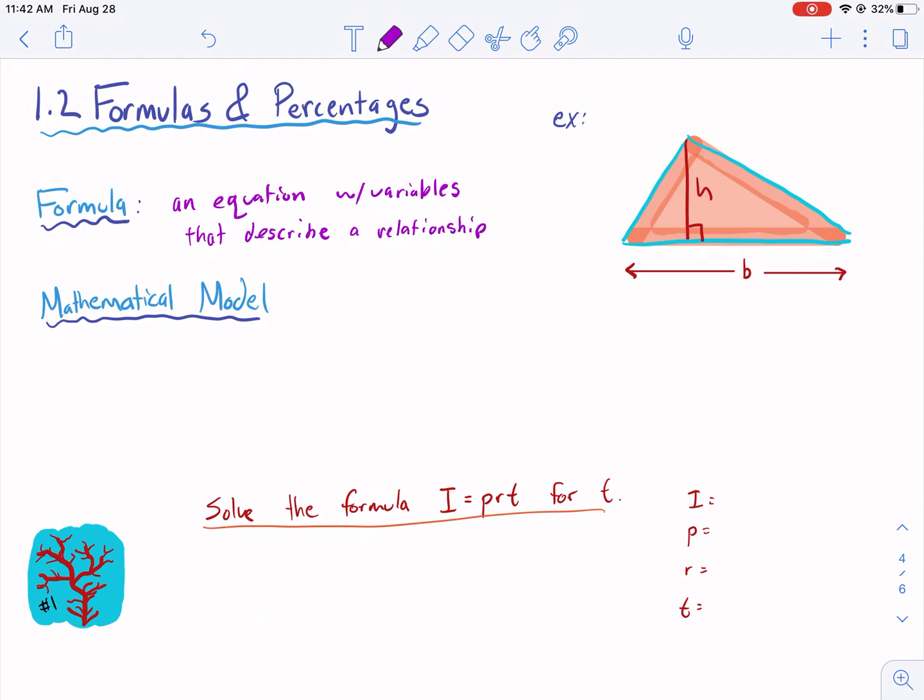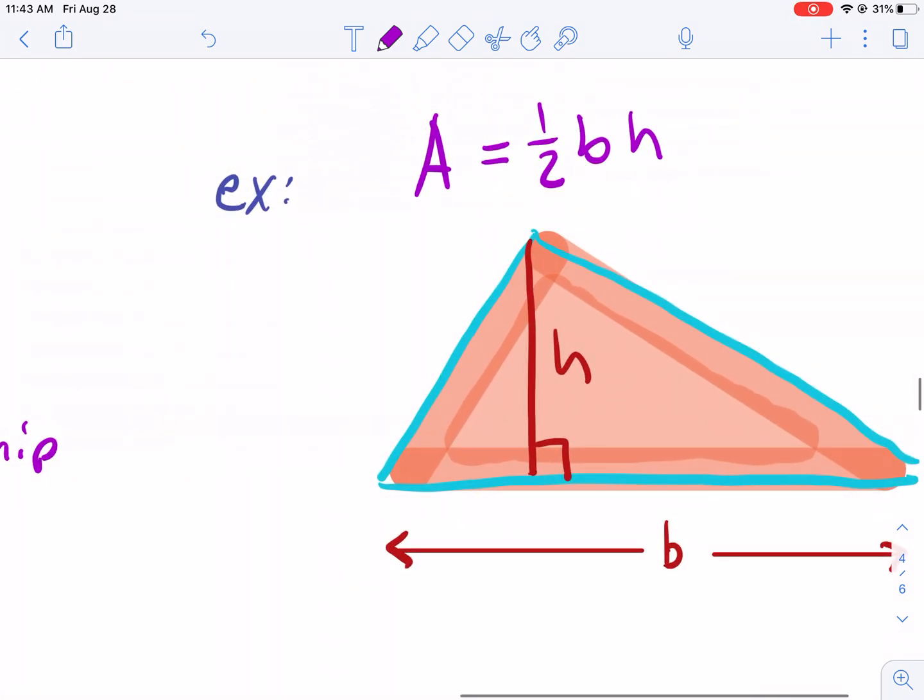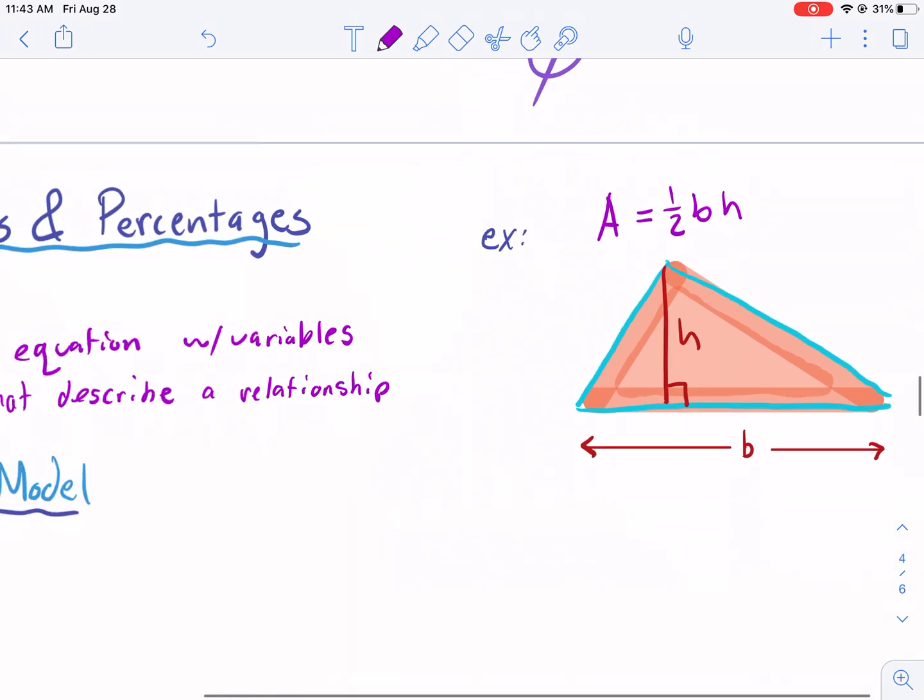A good example over here is over to the right. We have B and H in a triangle, and this is just the area of a triangle. So here we have area, which is a variable because we're not sure what it's going to be. And then we have two other variables, base and height. We're not sure what they are. They could depend, they could grow, they could increase. It could be anything, okay? So that is a formula because it has variables that describe a relationship. As the base and height increase, then the area will also increase, okay?